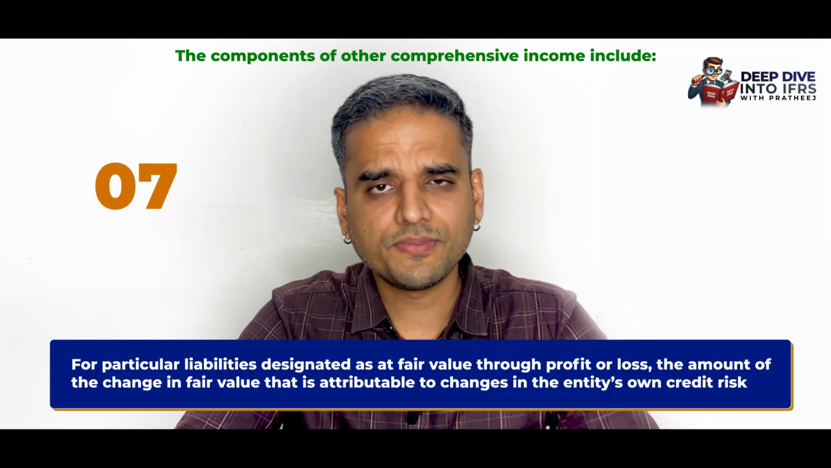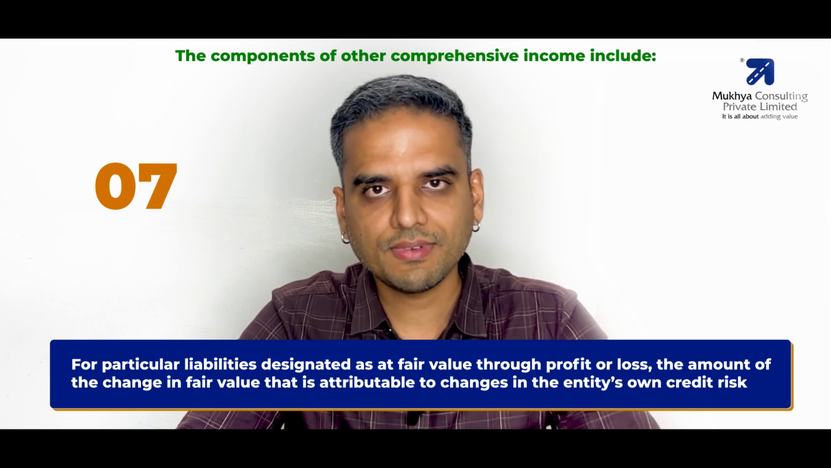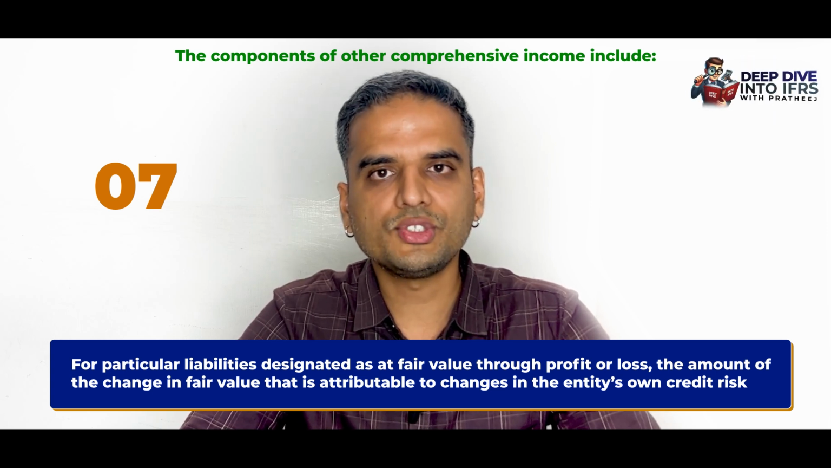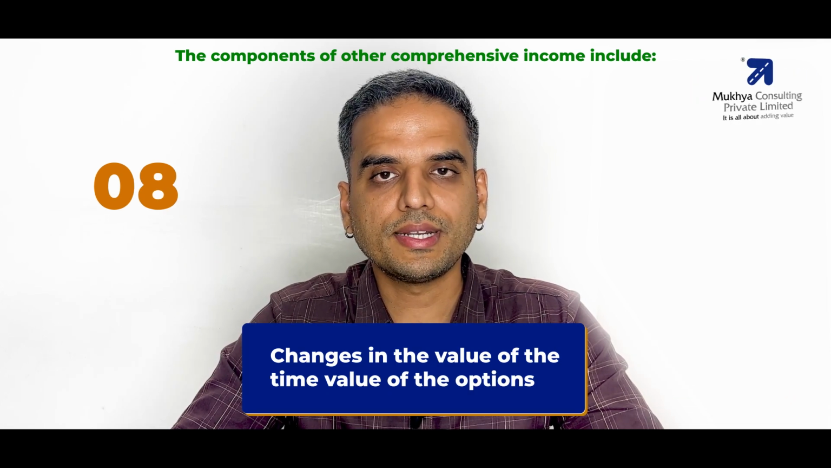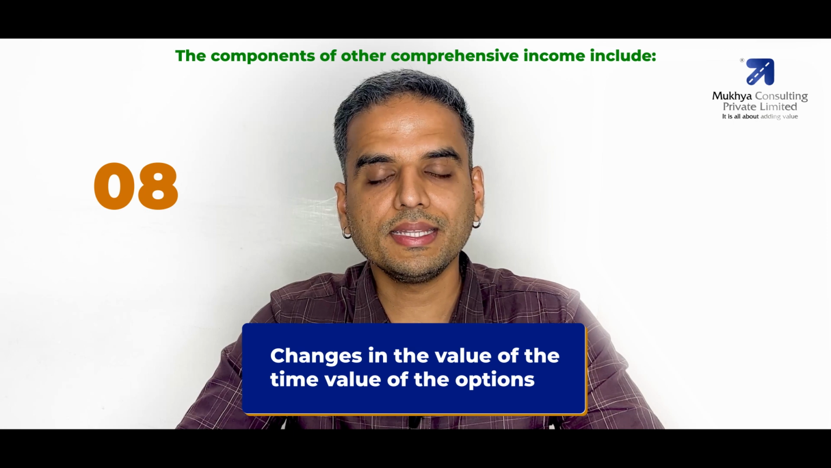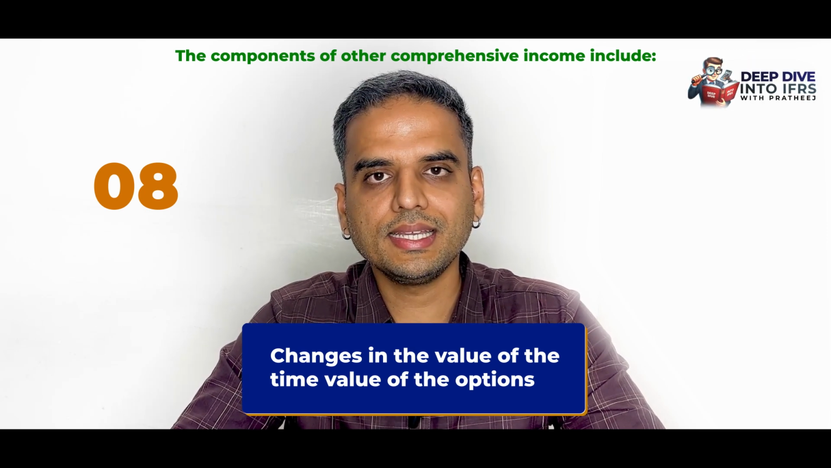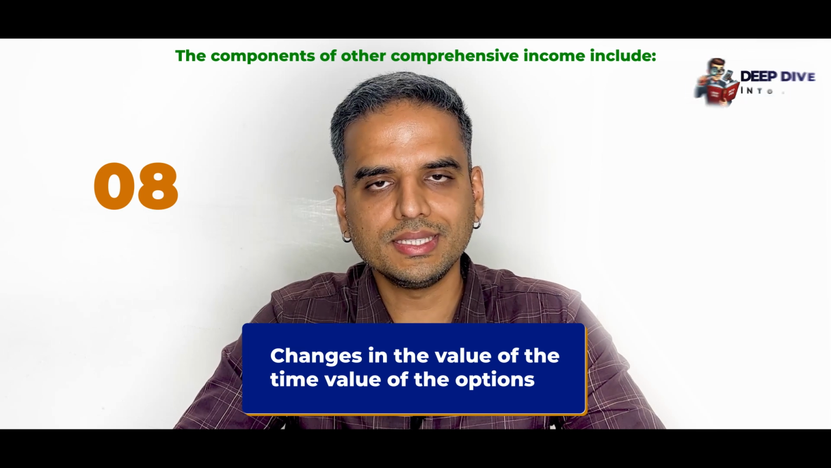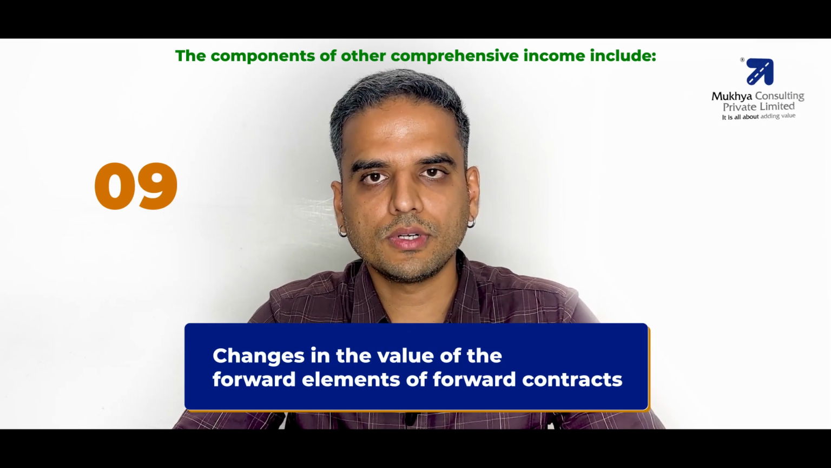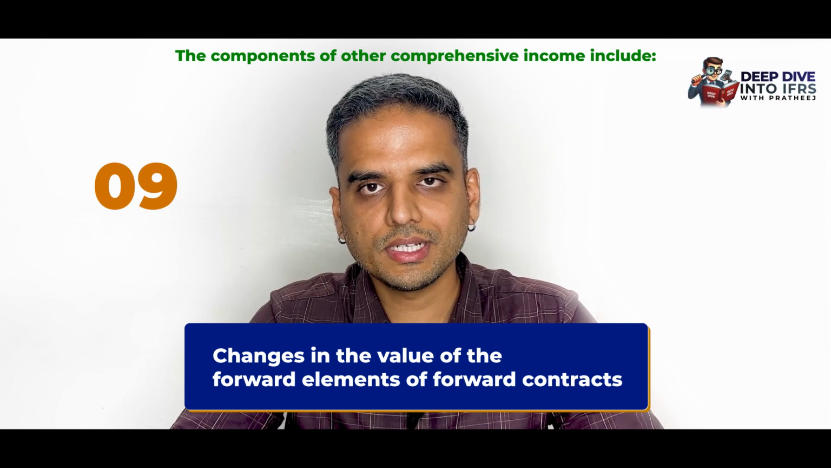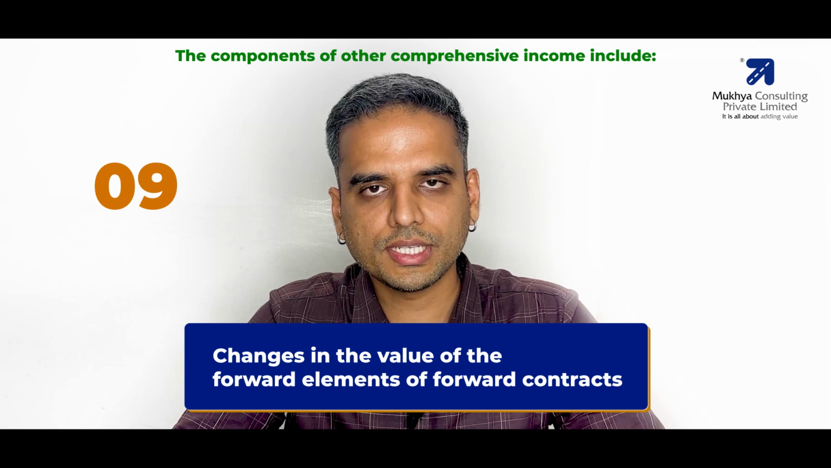Number 7, for specific liabilities classified as FVT P&L liabilities, the change in the fair value of the liability attributable to the change in the entity's own credit risk. Number 8, changes in the value of the time value of options while separating the time value and intrinsic value of an options contract and designating as the hedging instrument only the changes in the intrinsic value. Number 9, changes in the value of the forward element of a forward contract while separating the forward element and spot element of the contract and designating as hedging instrument only the changes in the spot element.